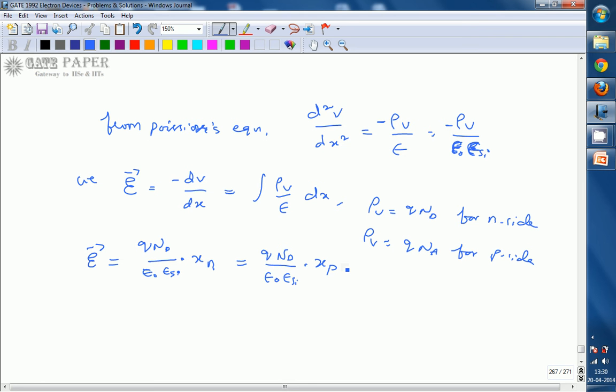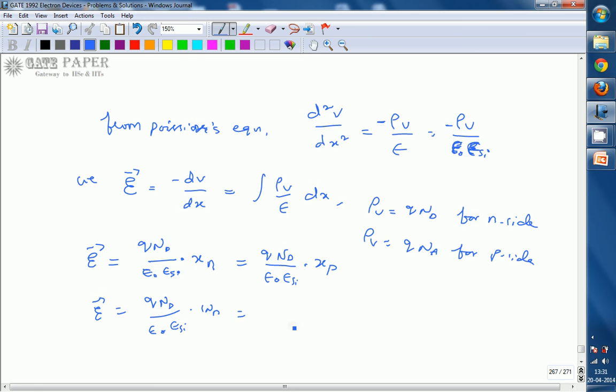Here xn is nothing but Wn. So the electric field is equal to q times Nd divided by epsilon naught into epsilon silicon, into Wn. If you use the P side equation, that will become Wp. Wn is given, q is known, Nd is known, epsilon naught is given, epsilon silicon is given. Substitute all the values and you will get the electric field.